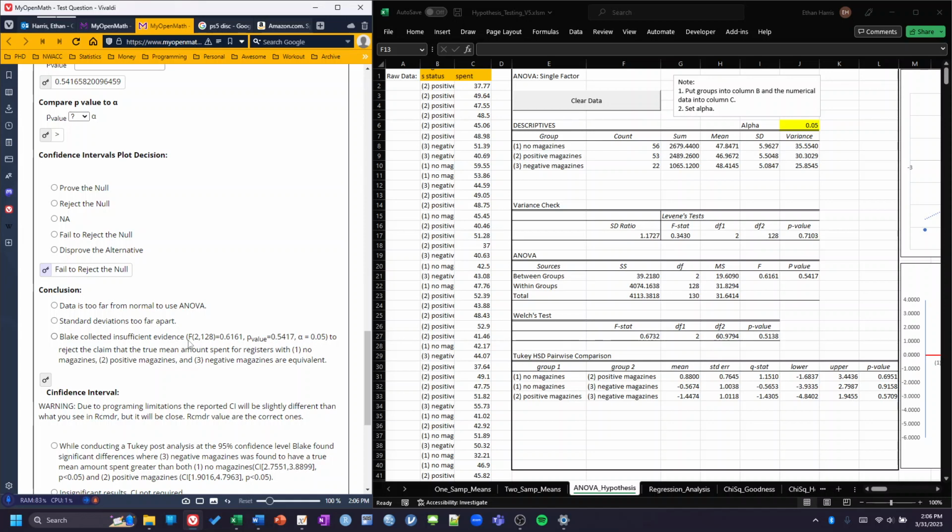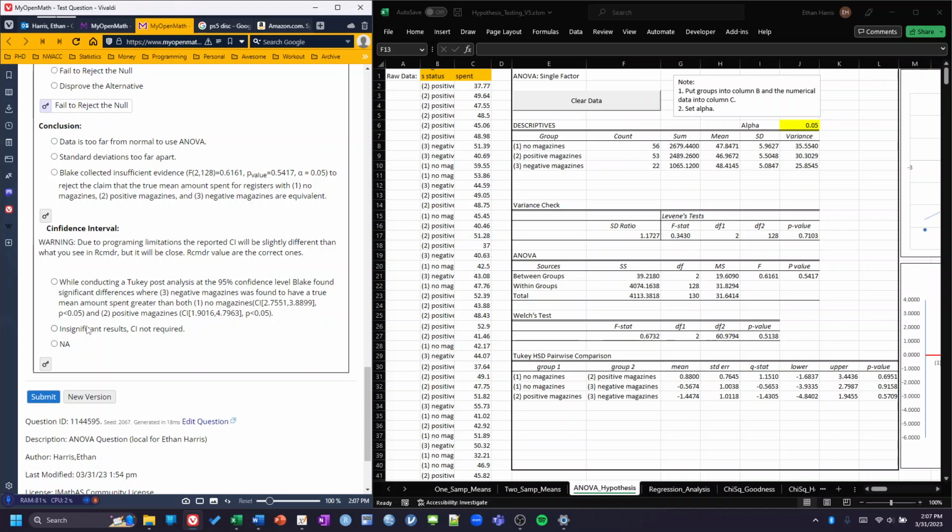Now we report our statistics. Here's how you do it. When we do our F stuff, we do F, degree of freedom 1, degree of freedom 2. So F is here, degree of freedom 1 is the 2, degree of freedom 2 is this 128. So you go like this. Then you report your F value, your p-value, and your alpha. So we collected insufficient evidence to reject the claim that the true mean amount spent for each of these scenarios, no magazines, positive magazines, and negative magazines, are equivalent. We didn't get enough. Because of that, we have insignificant results, and our confidence interval is not required.